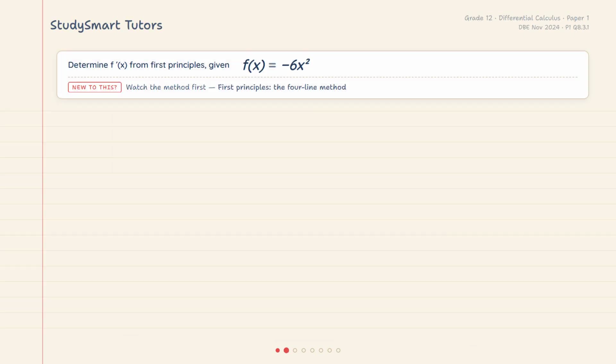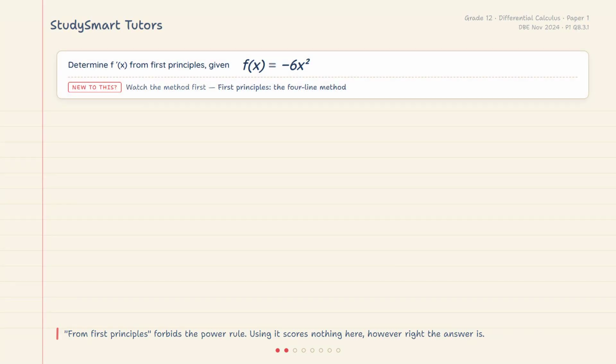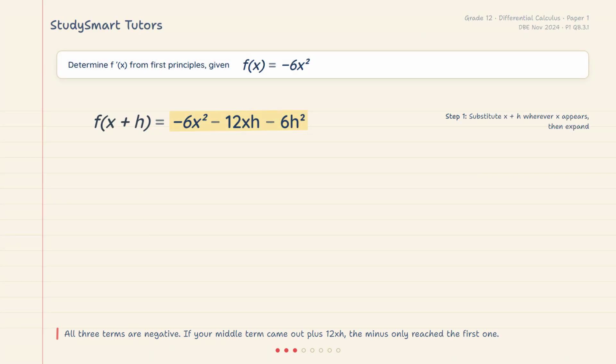This says from first principles, which means you are not allowed to use the shortcut rules. You have to go back to the definition, and the definition is on your formula sheet, so write it down before you do anything else. Even if the rest goes wrong, that line is yours. Everywhere you see an x, put x plus h, so you get minus 6, bracket, x plus h, bracket squared.